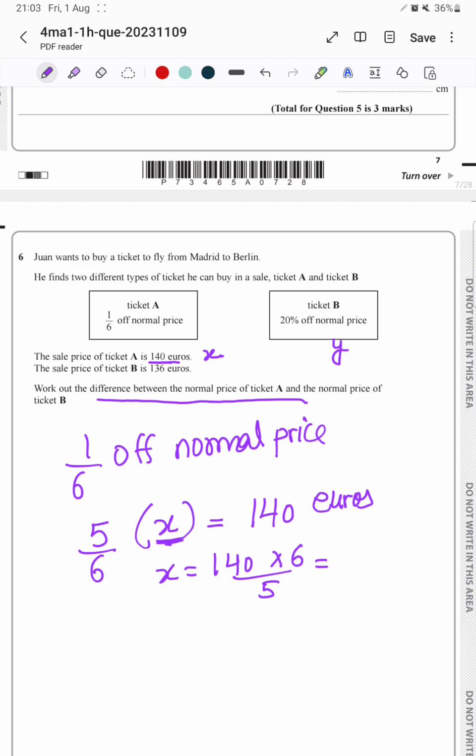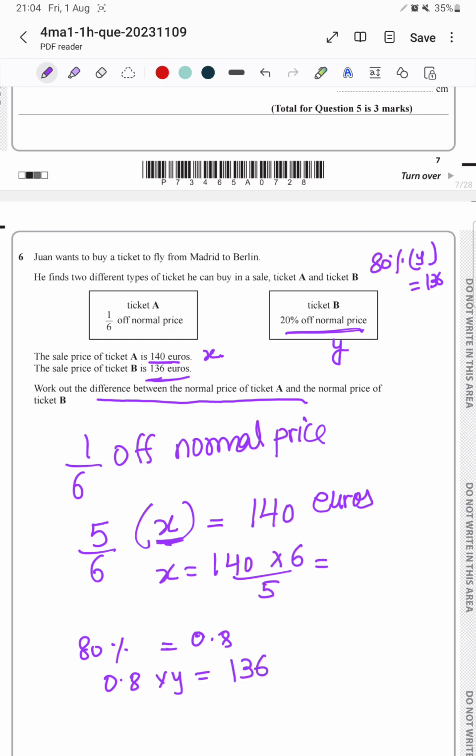And then second is 20% of the normal price. So that means 80% is the price we will be getting, 80% of Y, and that is the selling price, which is 136. So 0.8 of Y, because we don't know what this Y is, is equal to 136. So from here I need to find out what Y is, and from here I need to find out what X is. So here we are going to get 168 and here it is 170 euros.